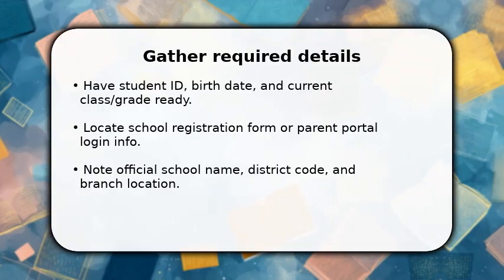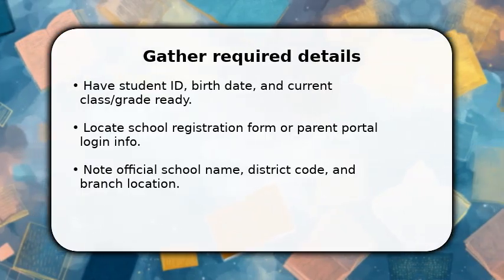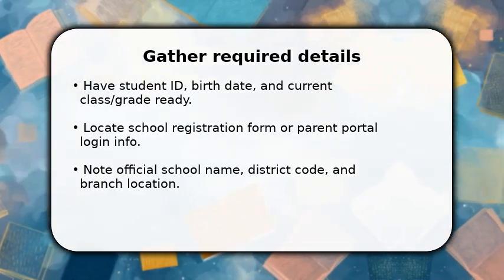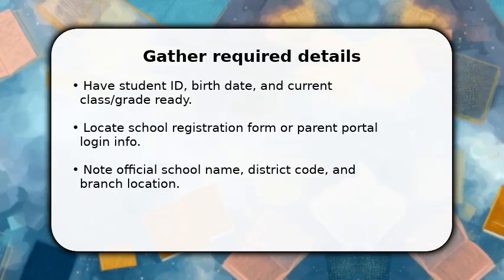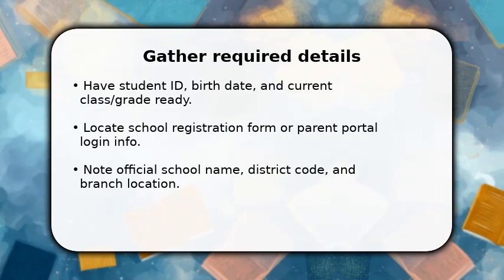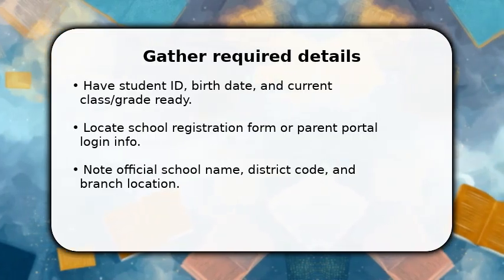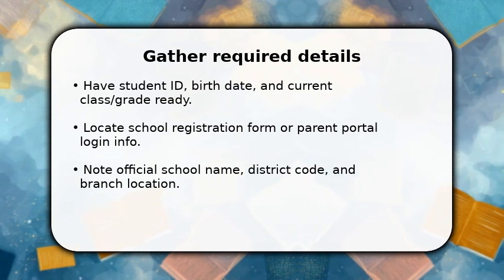If you lack portal access, call the administration desk. Give them the student ID and your relationship to the child. Make sure to confirm the district code and branch. These small details often determine which PIN range applies, and they speed up verification when staff assist you.